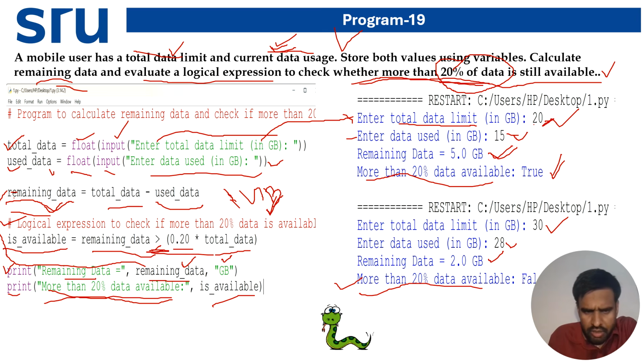So this is the condition. This is a logical expression I have applied here. Is available greater than... If the condition is true, then it will store the true value. If the condition is false, it will give the false value.